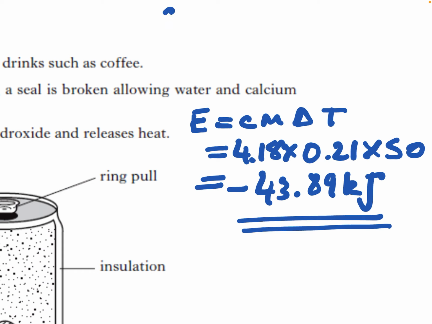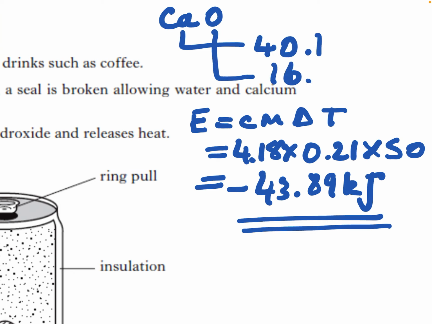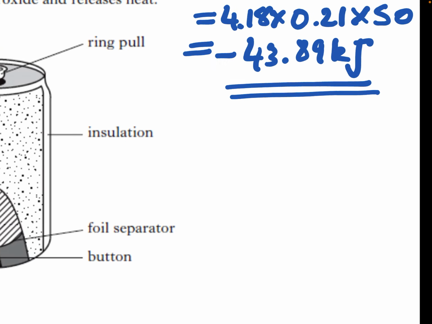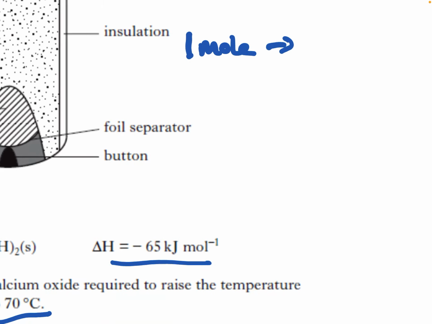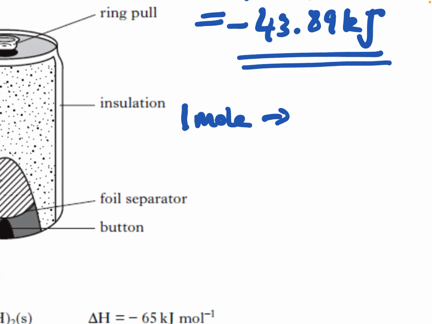So calcium oxide, if you go to your data booklet, calcium is 40.1, oxygen is 16, that adds up to 56.1, which coincidentally is the same gram formula mass as the last question. What we need to do is work this out by saying that we know that 1 mole gives us the enthalpy change at the state, which is minus 65 kilojoules.